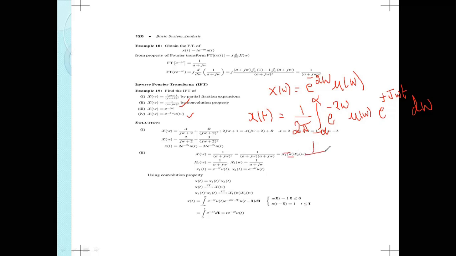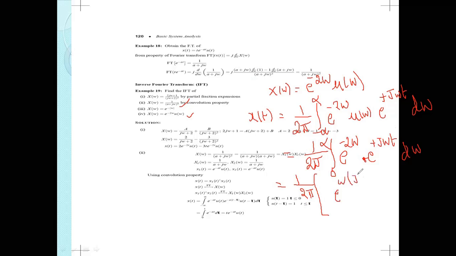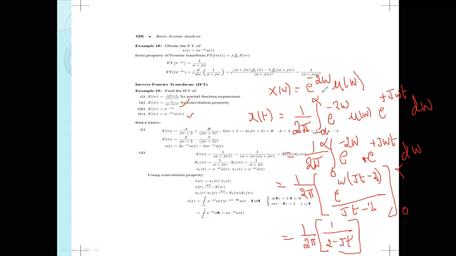That mu of omega has a value of 1 only from 0 to infinity. So e power minus 2 omega into e power plus j omega t d omega. That is equal to 1 by 2 pi. Both the bases are the same. e power, take the common of omega, (j t minus 2) by (j t minus 2), with upper limit infinity and lower limit 0. So 1 by 2 pi into, when you substitute the upper limit we get 0, the lower limit is a minus, and e power 0 is 1. So 1 by 2 minus j t is the inverse Fourier transformation of the given function.